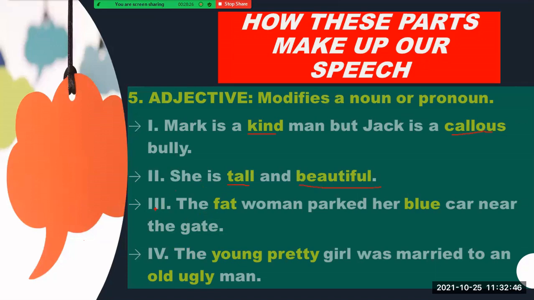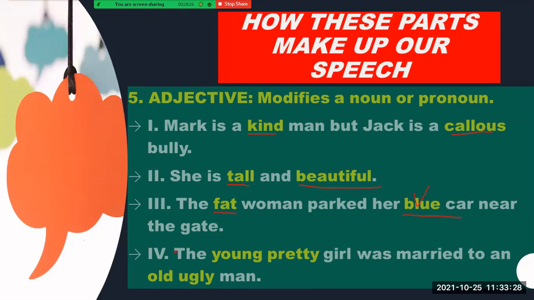Now, example, the fat woman parked her blue car near the gate. The first adjective is fat, telling us about the woman. When you ask which woman, it is the fat woman. If you simply say she parked her car near the gate and someone asks which car, you say, well, the blue one. So blue is the adjective that specifies the type of car she parked near the gate.